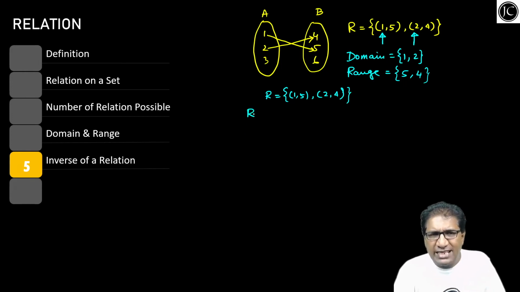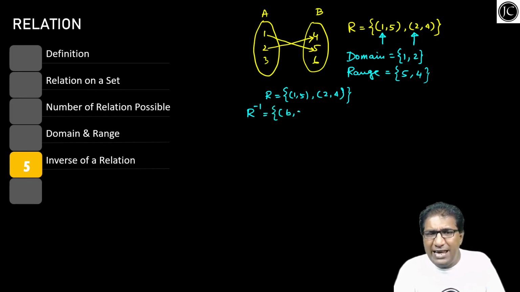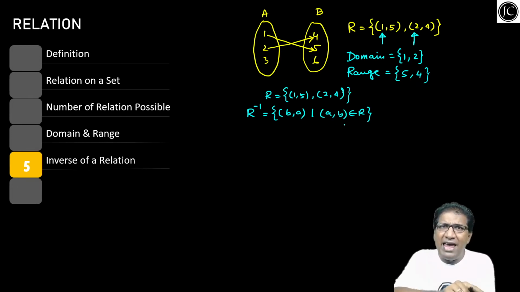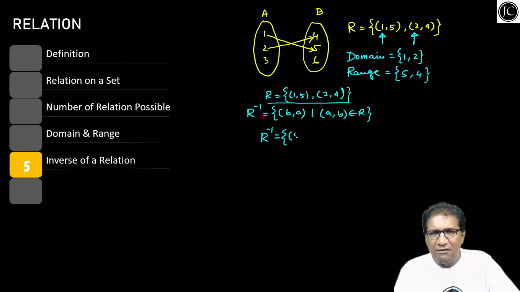अच्छा, हम लोग पहले set builder form में लिखते हैं. Inverse relation क्या है? Your inverse relation is a set of elements (B, A) such that (A, B) belongs to R. अगर (A, B) R में है, then (B, A) will lie in R inverse. Is it clear? जैसे यहां पर मेरा R में क्या क्या है? (1,5) and (2,4). Therefore, your inverse of this relation will be (5,1), (4,2).